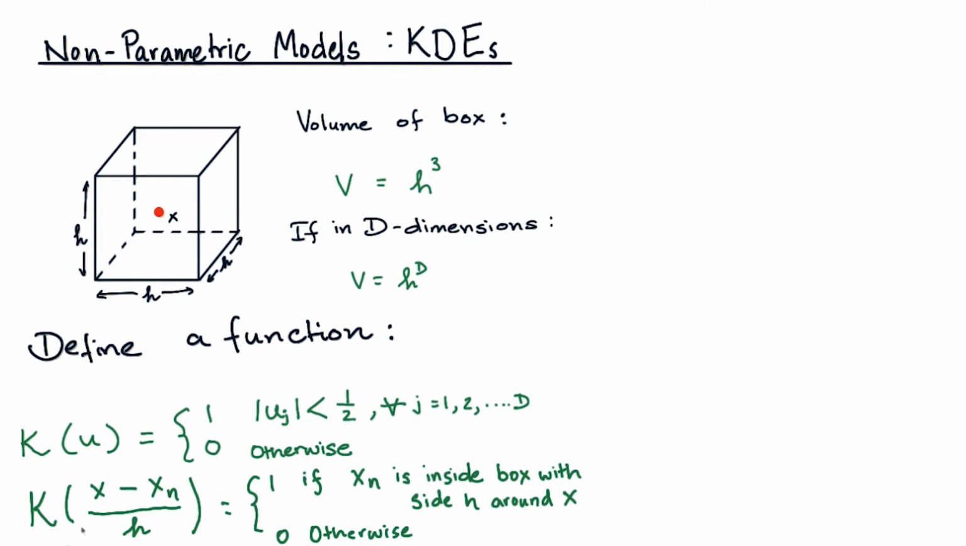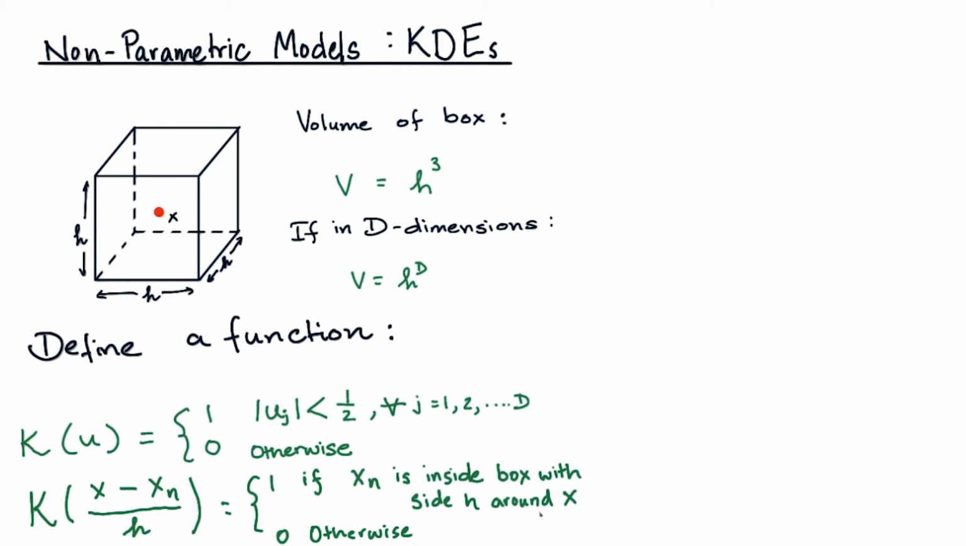Now similarly, let's define the function k of x minus xn divided by h. This is equal to 1 if the point xn is inside the box with side h around x, and it's equal to 0 otherwise. In this case, we have made the variable u into x minus xn over h, and we have centered the box around the point x instead of 0.